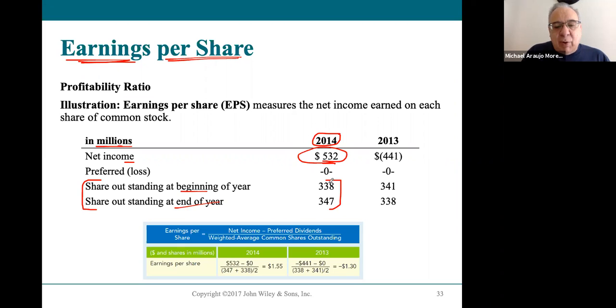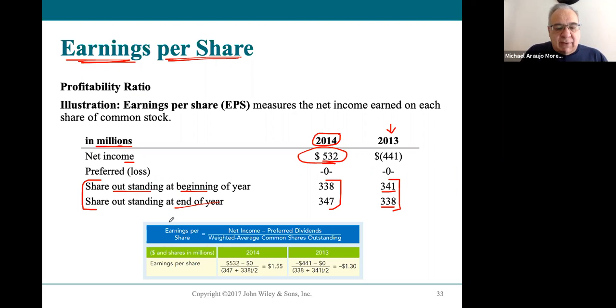Okay. That doesn't happen all the time. As you see in 2013, they actually started the year with 341 million shares of ownership. At the end of the year, they had 338 million shares of ownership. That actually decreased, and that's probably because the company bought back shares. Okay. And so those shares are not what they call outstanding or owned by the public.